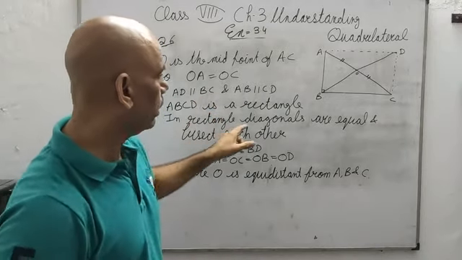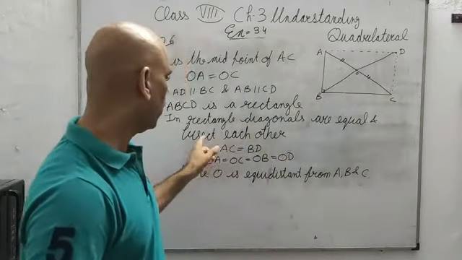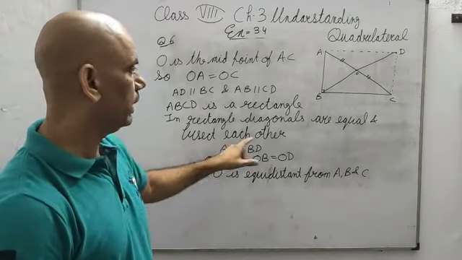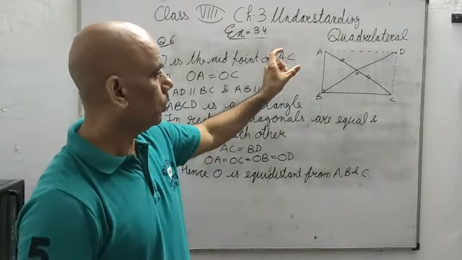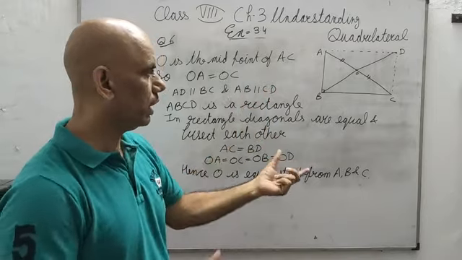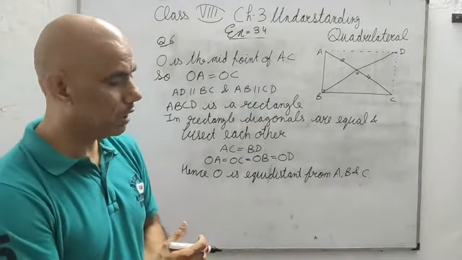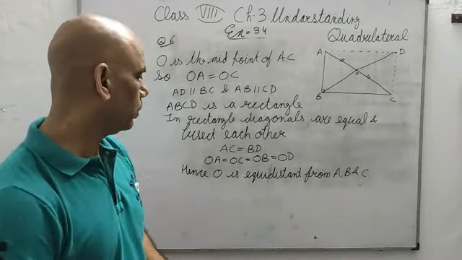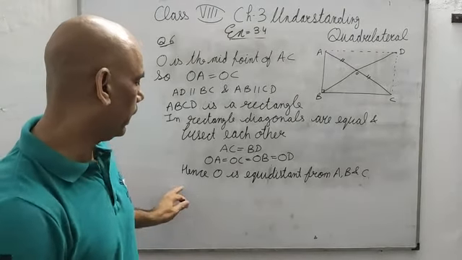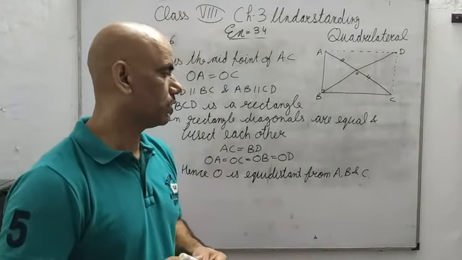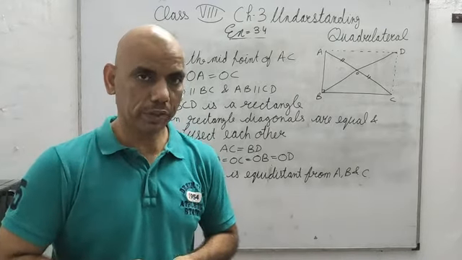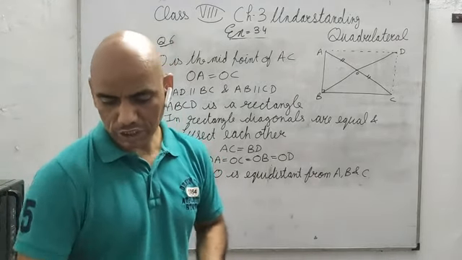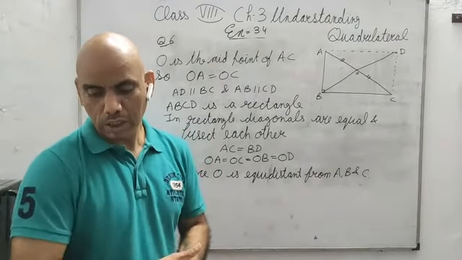Now in a rectangle, diagonals are equal and bisect each other. So AC and BD are equal, OA and OC are equal, OB and OD are equal, and since these are equal to each other, OA, OB, OC and OD are all equal, and hence O is equidistant from A, B and C. Okay, so this way your chapter number 3 is complete.